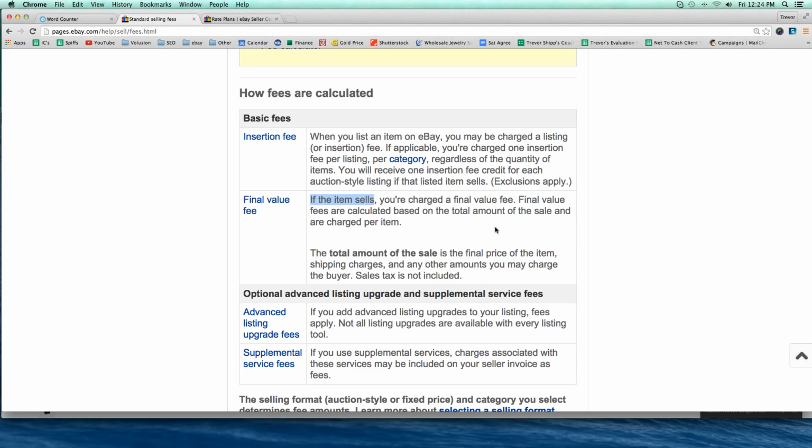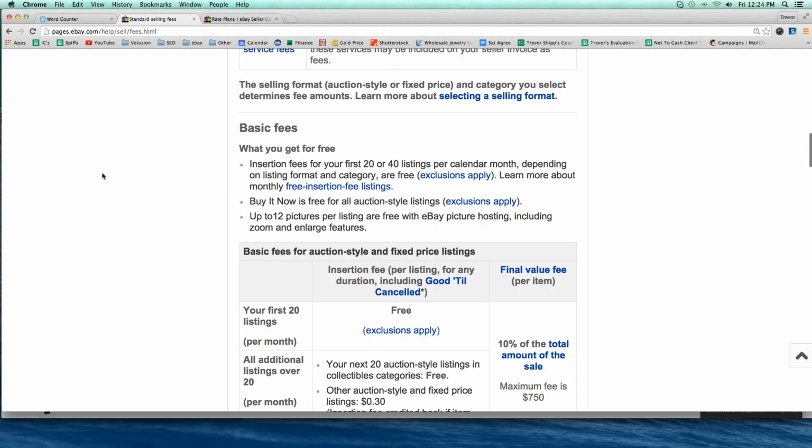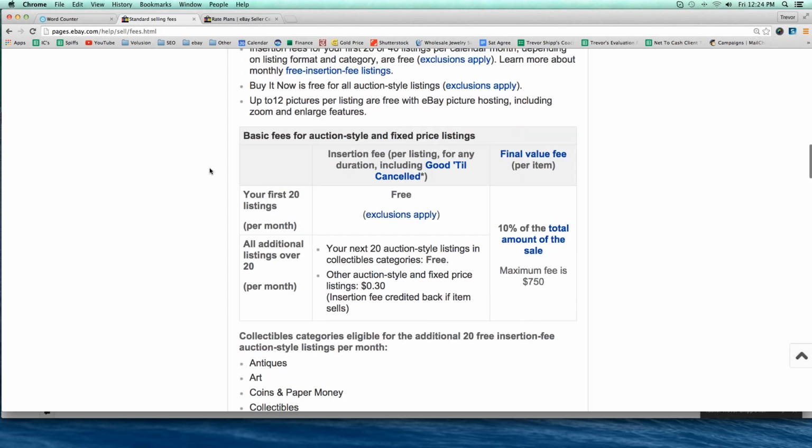And an important note on that, guys, is if you charge $50, but you also charge $10 for shipping, you're not gonna pay $5 for your final value fee. eBay is gonna charge you 10% on the shipping as well. So that's $60. You'll be charged $6 additionally from eBay over the final value fee. Okay? So they charge it on shipping, just so that we're clear.